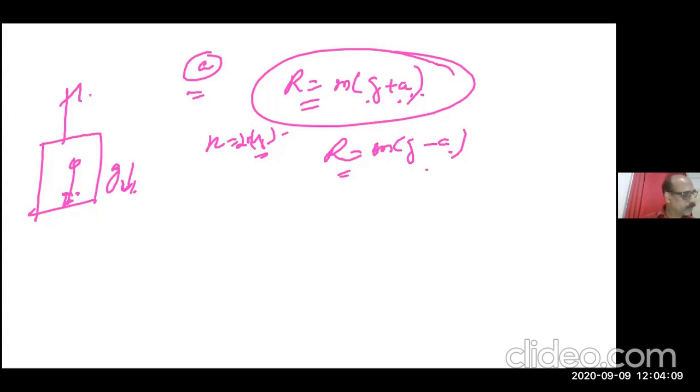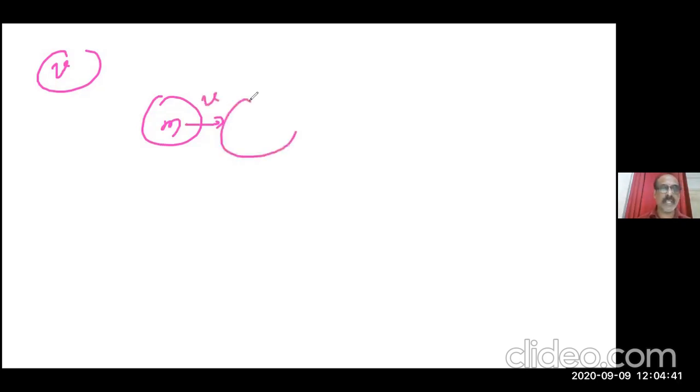Next question. A particle of mass m, moving with a velocity v, strikes a stationary particle of mass 2m and sticks to it. The speed of the system will be: A is equal to v by 2, B is equal to 2v, C is equal to v by 3, D is equal to 3v.